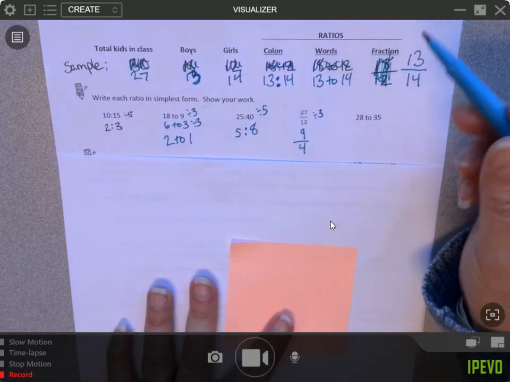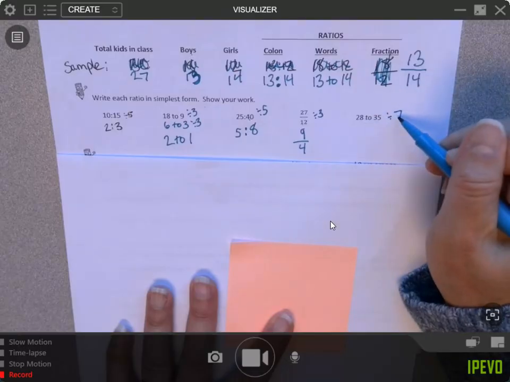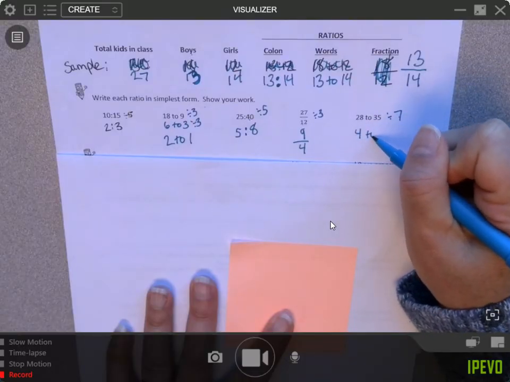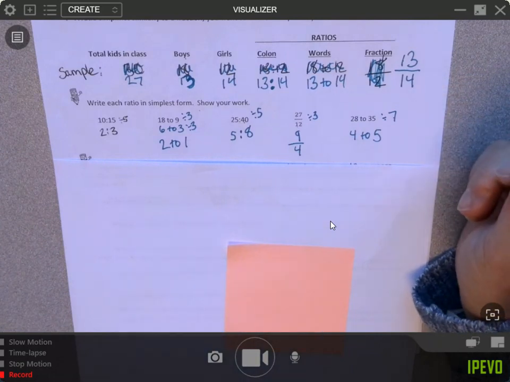Okay, 28 to 35, what can we divide out, James? 28 divided by 7 is 4. 35 divided by 7 is 5. And I can't go any lower.